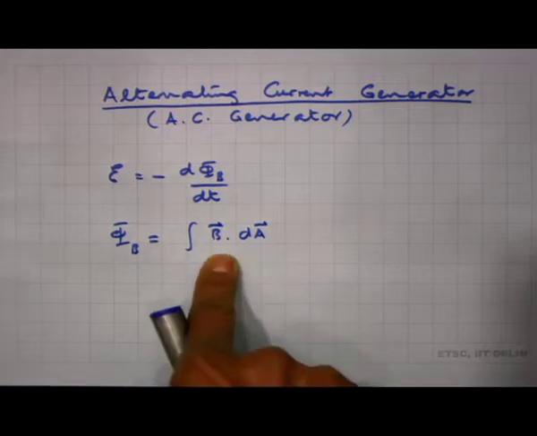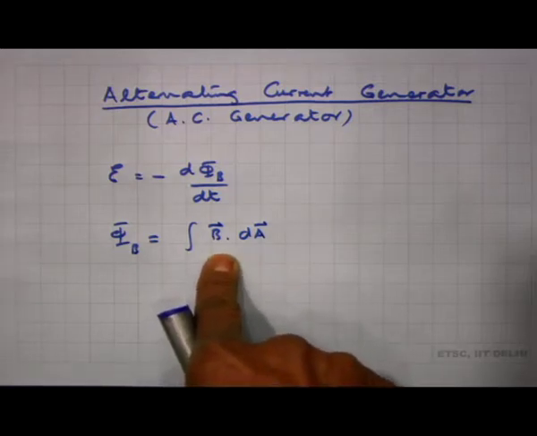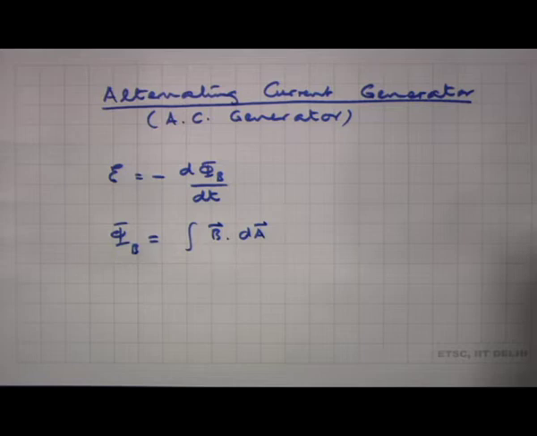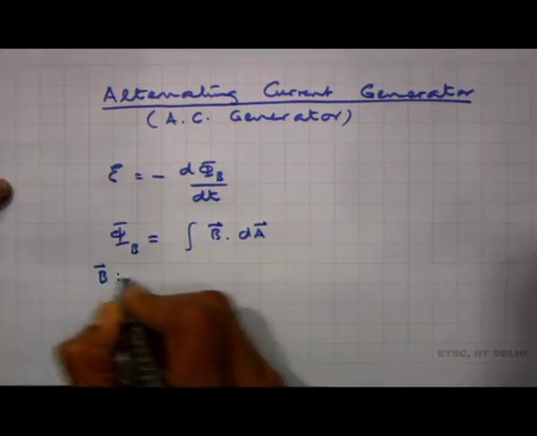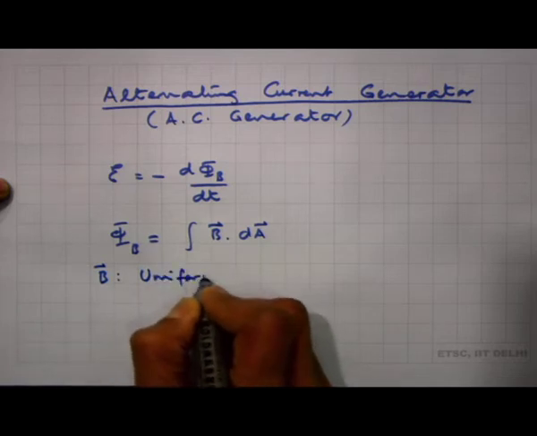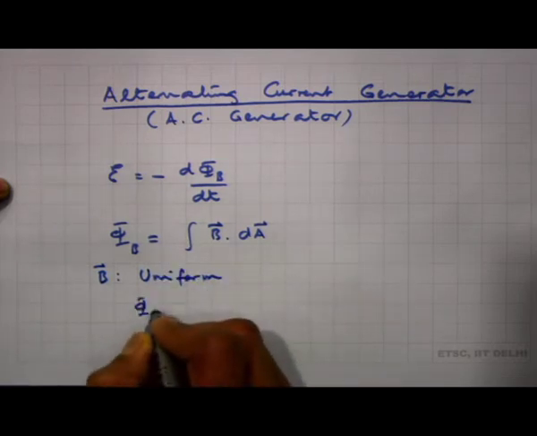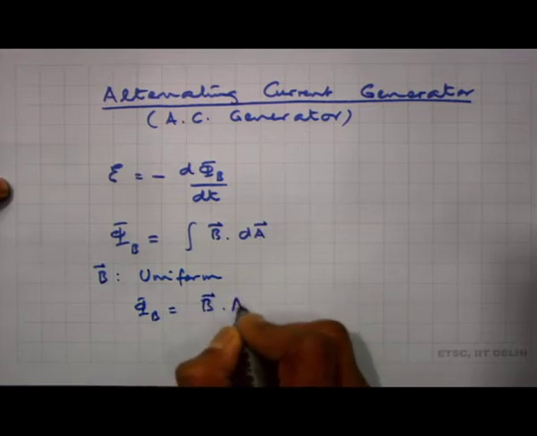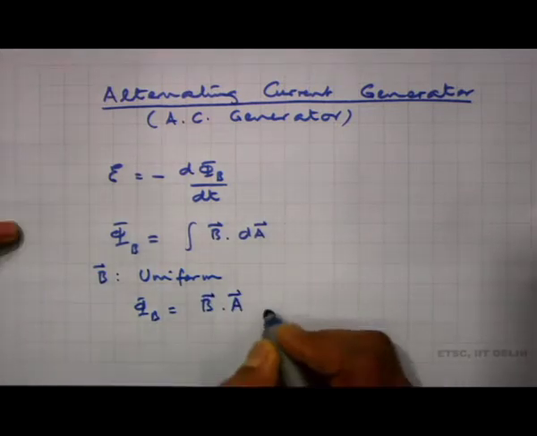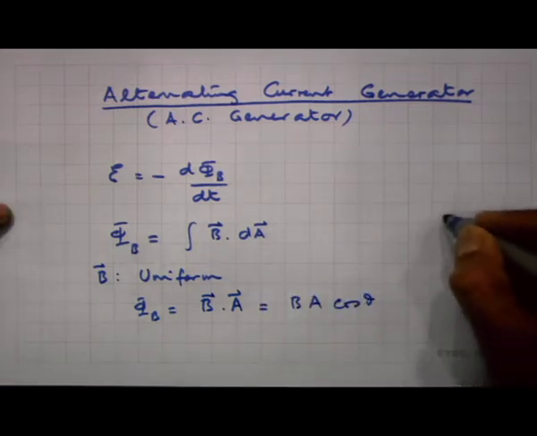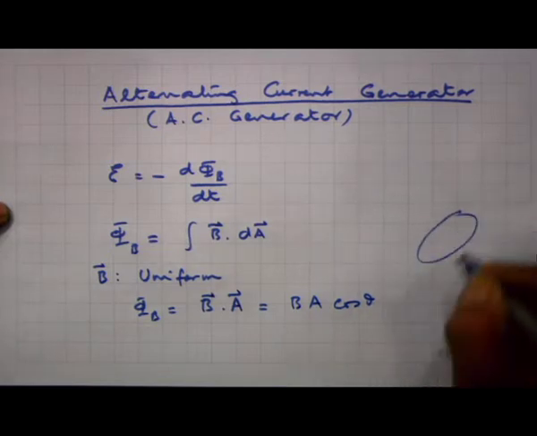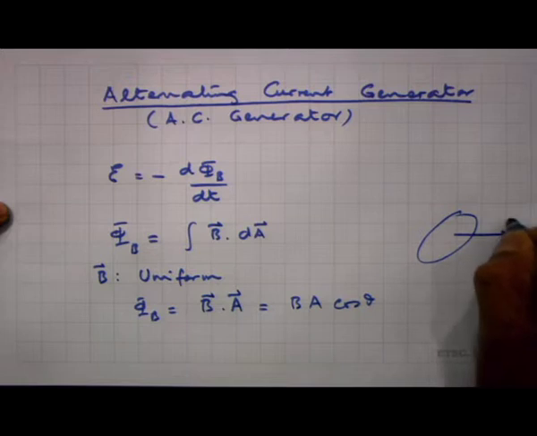That is the magnetic flux, and whenever this flux changes with time, there is an induced EMF in the circuit. Now, suppose I take a small region of space where B is uniform. Then phi B becomes B dot A, which is equal to B times A times cos theta. Suppose I have a circuit like this, the magnetic field is pointing like this, and I define the area vector like this.